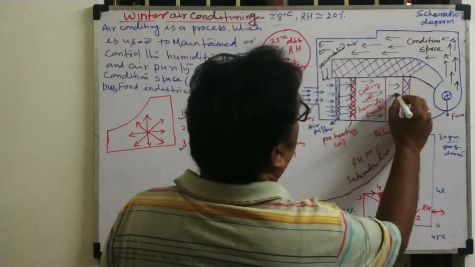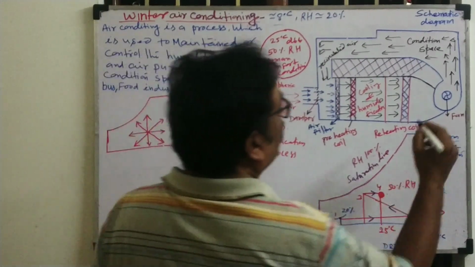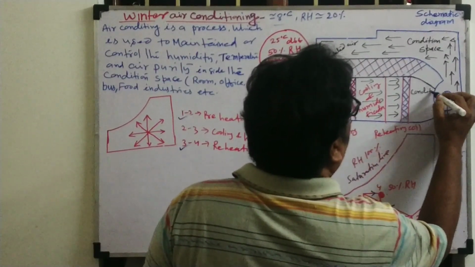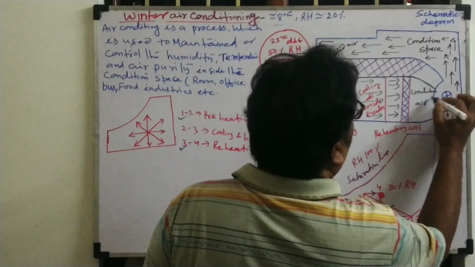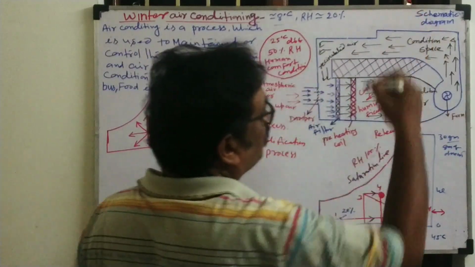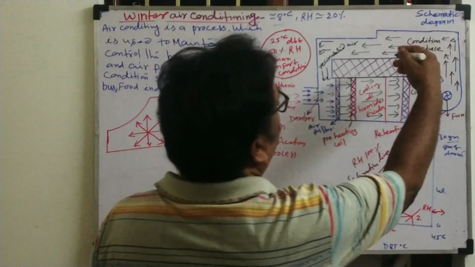Again, it passes through the heating coil. What will we get? We'll get the conditioned air. That conditioned air, with the help of the fan, will be supplied to the conditioned space.